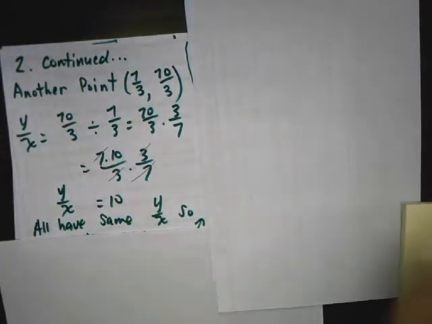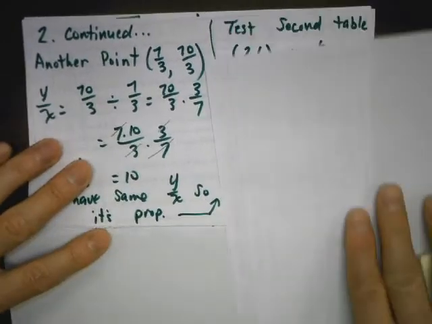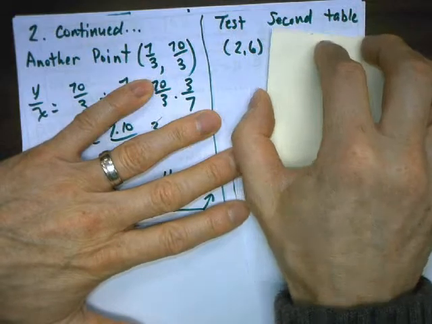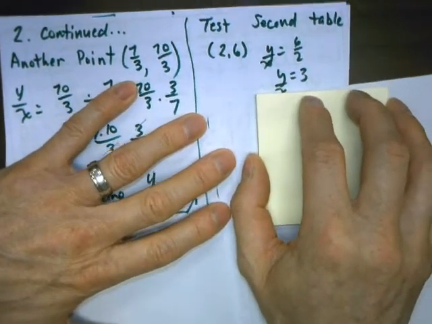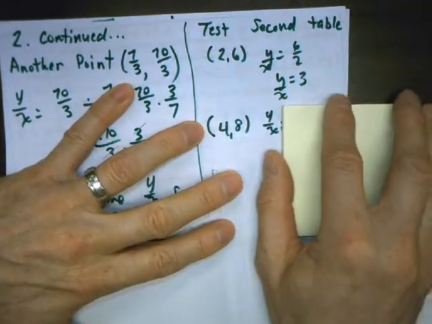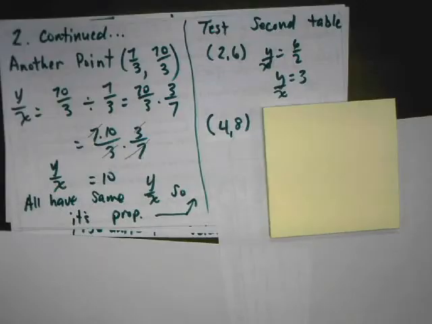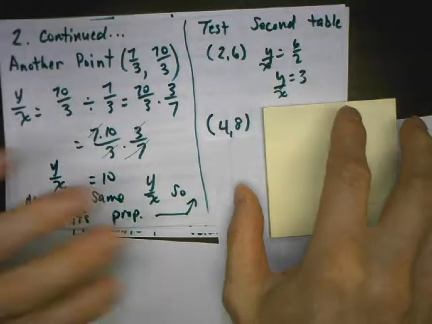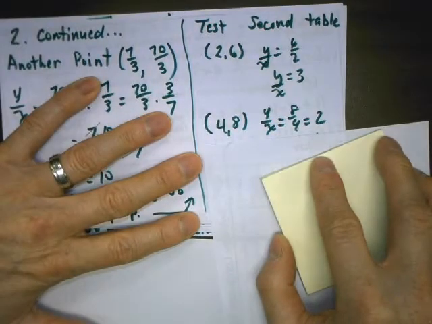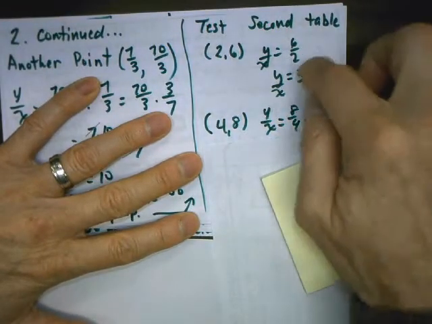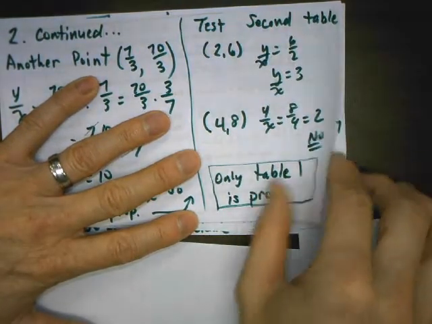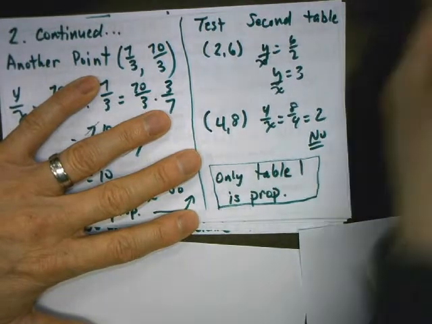Now we have to test the second table. Same as before, I'll take y over x. The first point I get is x is 2 and y is 6. If I put 6 over 2, or 6 divided by 2, that's 3. So I got a ratio of 3. Next point, they give me a 4 for the x and 8 for the y. So I put 8 over 4. I get a ratio of 2. I can stop right there. I have to get the same thing every single time, or else this relationship is not proportional. Only table 1 is proportional.